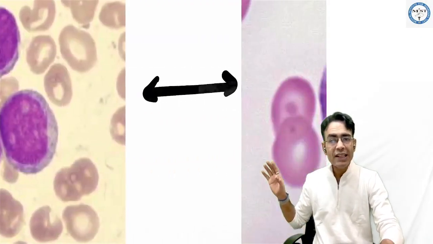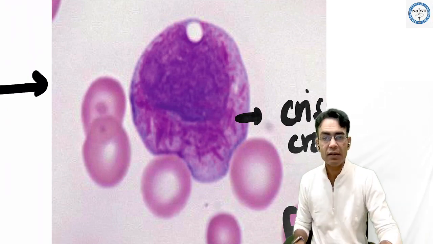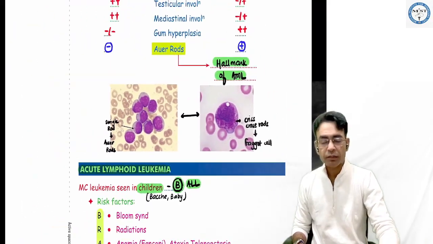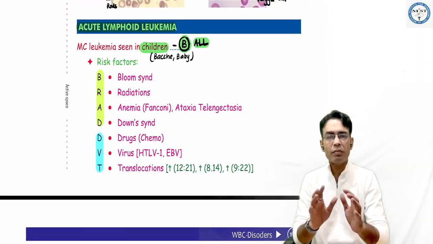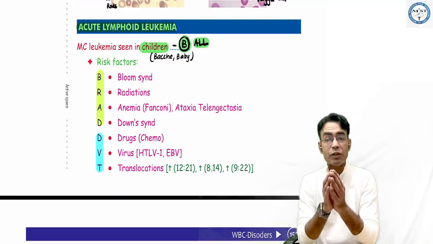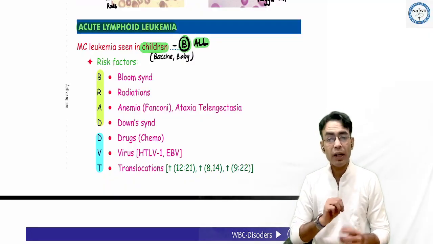But the moment you see these crisscross rods, it is Auer rod only, but it is called as faggot cell. What do we call it? We call it as faggot cell. Okay. Then, if specifically we talk about ALL, it is very simple. More than 20% blast seen in the blood or the bone marrow. Which blast? Lymphoid blast.